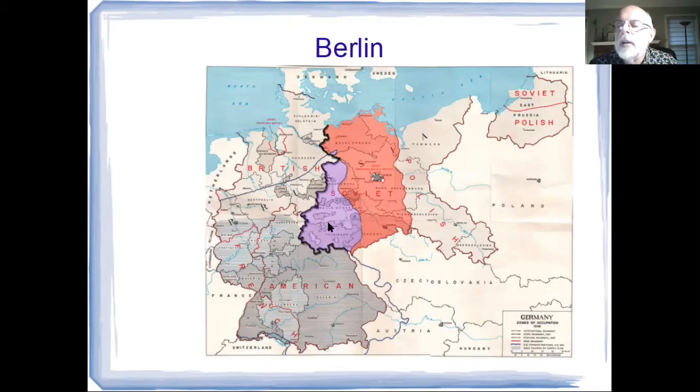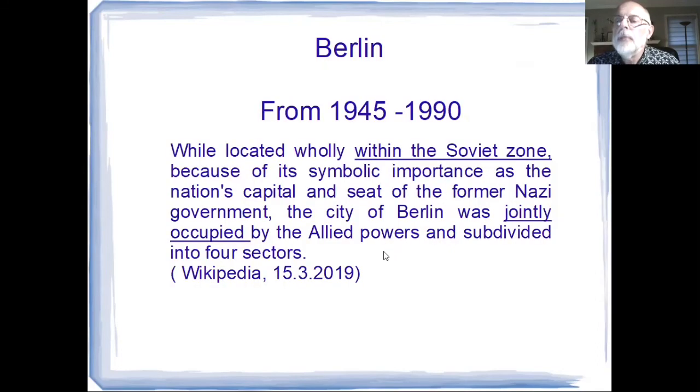If you wonder about the purple area here, this is as far as the American forces, or rather the Western Allies, advanced, and eventually, because of the Conference of Yalta, were granted to the Soviets after the war. Well, in Berlin, from 1945 to 1990, because it was located entirely within the Soviet zone, and because of its symbolic importance, and that it was the seat of the former Nazi government, the city of Berlin was jointly occupied by the Allied forces and subdivided into 4 sectors.